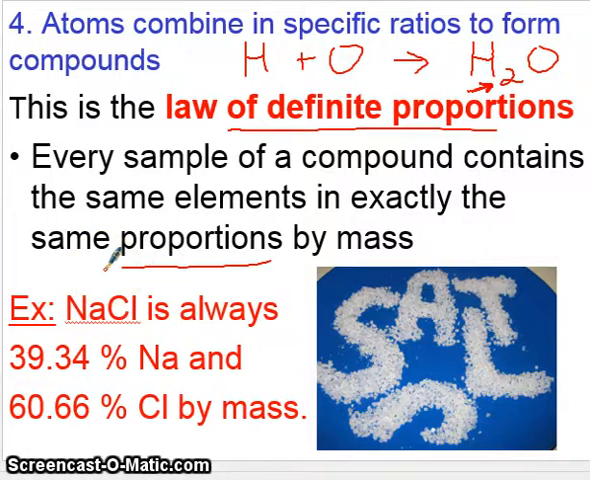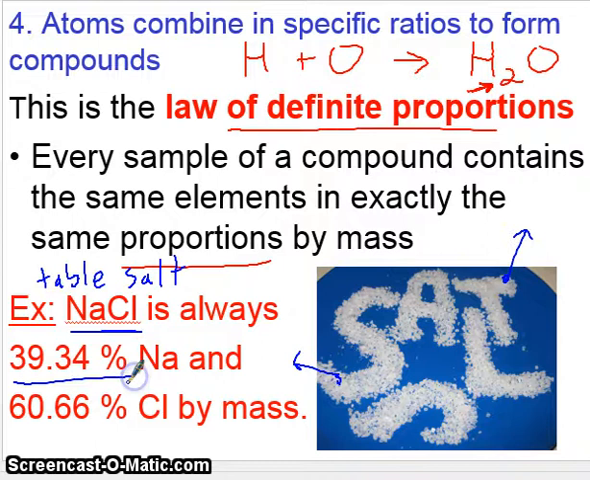So another example here is salt. If you take a look at table salt, and sodium chloride is table salt, which we've discussed a few times already. But if you analyze every little grain of salt, take this little grain of salt and analyze it, take this little grain of salt and analyze it, you'll always find that it's exactly the same percent by mass. Always about 40% sodium, always about 60% chlorine. Never changes.